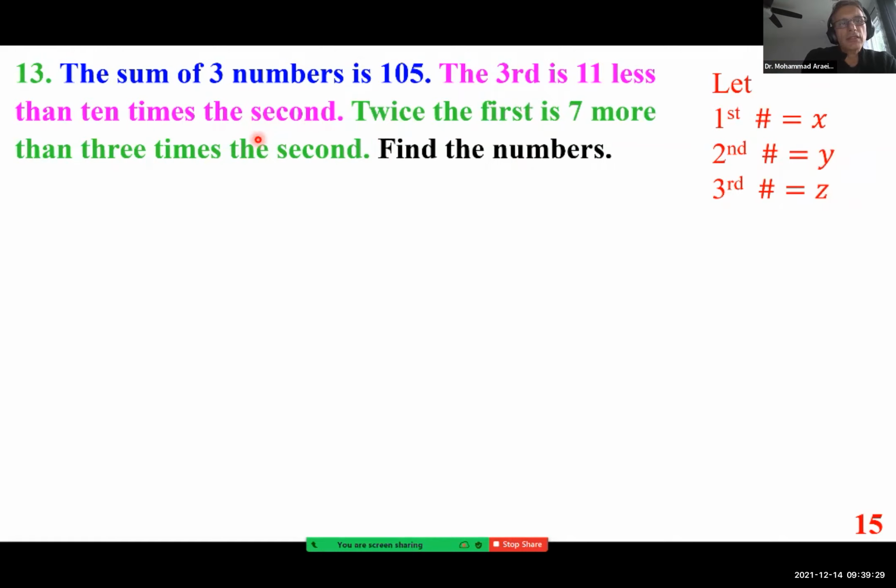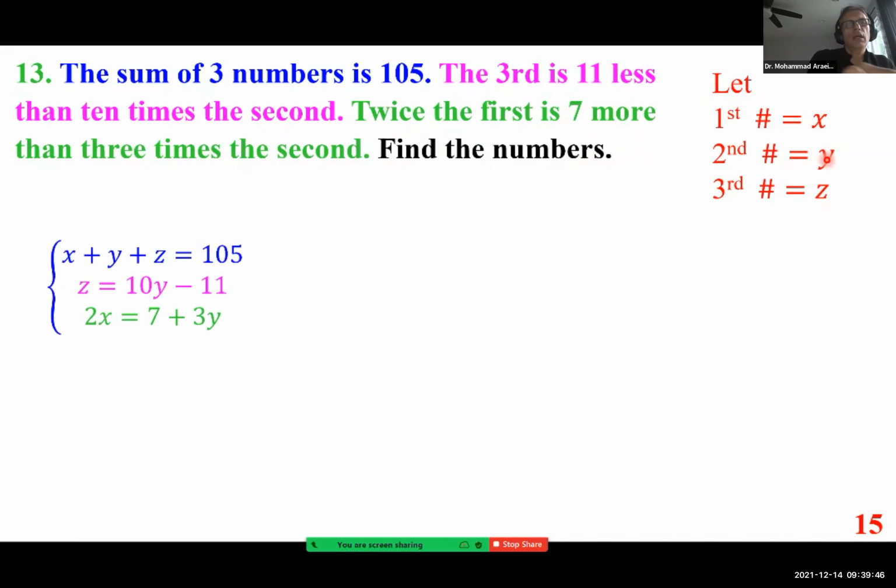Here's another sentence, and therefore the last equation. Twice the first, 2x, equals 7 more, 7 plus, 3 times the second, 3y. So I hope you see how we did the translation. I put them in the same color, so you see that a sentence goes with an equation.